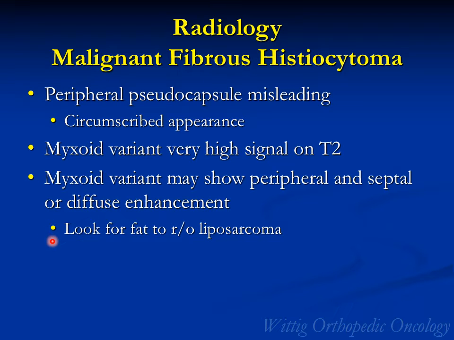And also for myxoid variants of any type of tumor, you want to look for any fat on the MRI, presence of fat, to rule out a liposarcoma or a myxoid liposarcoma. Again, only about 30% of the time can fat be identified on an MRI by a very experienced radiologist.